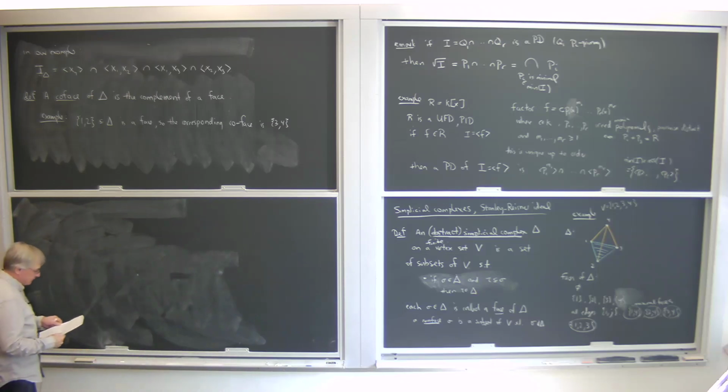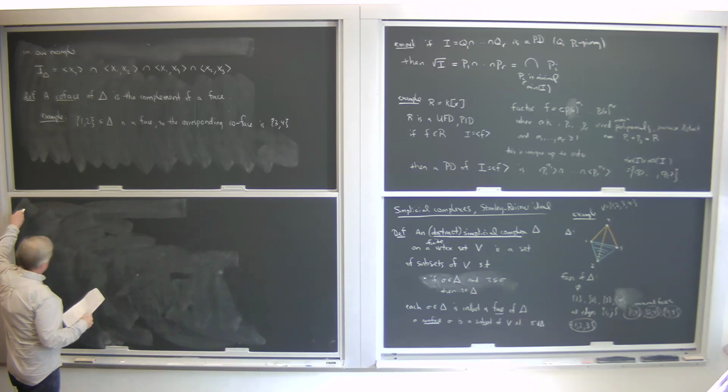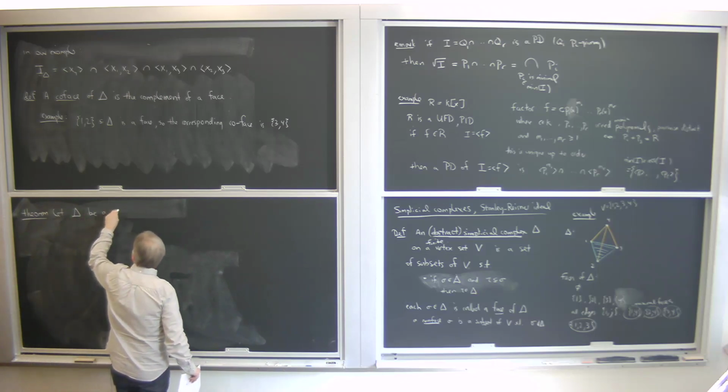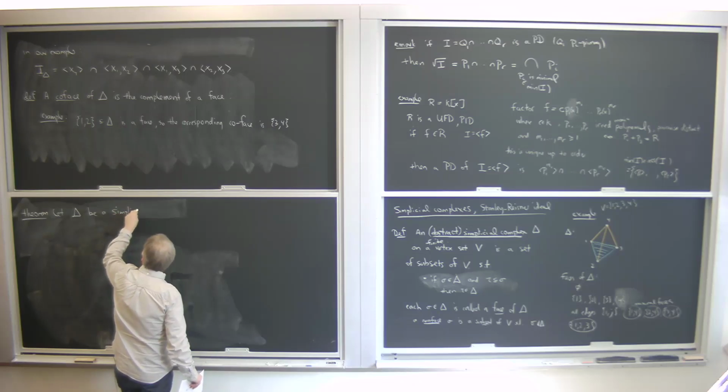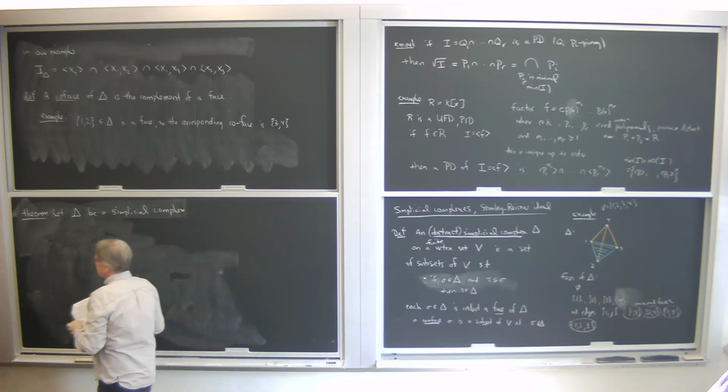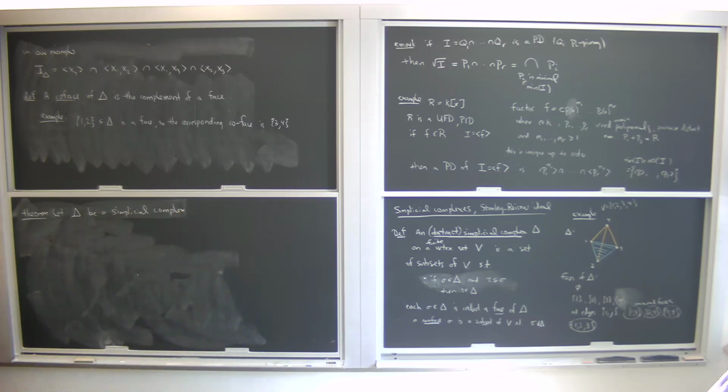So the theorem is: let delta be a simplicial complex. In some ways, what we should do is take a few examples of these things and see what we get. But we have one example at least, okay?